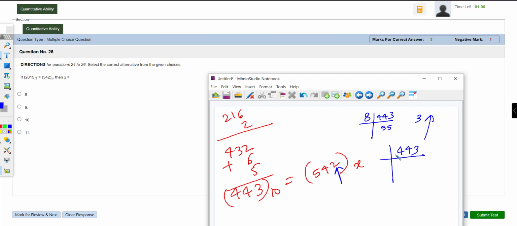Now 443 divided by 9: 9 4s are 36, remainder is 8, 9 9s are 81, remainder is 2. The unit digit has to be 2. Yes, so I think this has to be the answer, but not sure. Let's go ahead. 9 5s are 45, 4 and 542. Yes, 542, correct. So the answer has to be 9.